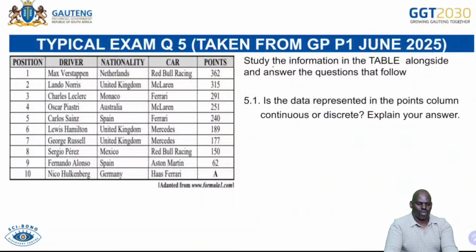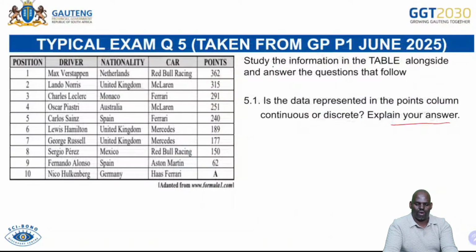Okay, then the next question is: study the information in the table alongside the answer and answer the questions that follow. This is 5.1. It was taken from GP paper 1 June 2025. Is the data represented in points, column, continuous or discrete? Explain your answer. Now this one is about continuous or discrete.